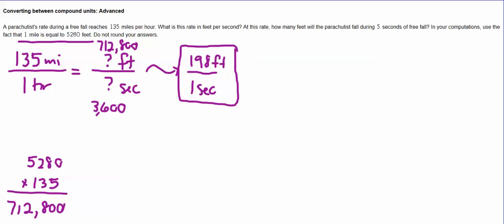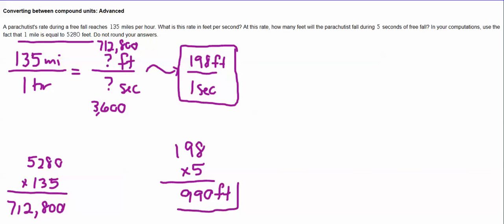And then their follow-up question says a parachutist falls 5 seconds. So we'll take the 198 feet times 5, and that gives us 990 feet during their 5-second free fall.